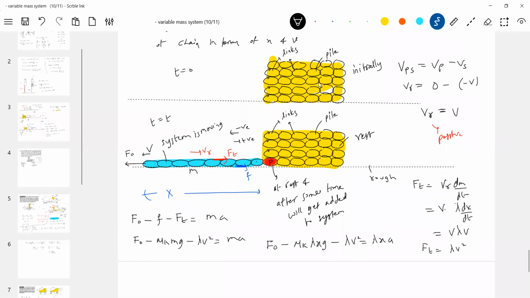Able to analyze? Just asking acceleration as a function of speed as well as distance. So there's a basic formula. Lambda is dm by dx; dm by dt is what? We can write lambda into dx. What is lambda? Lambda is mass per unit length.